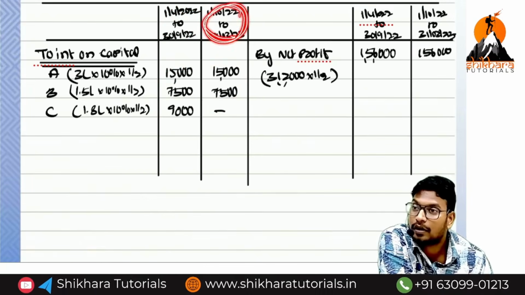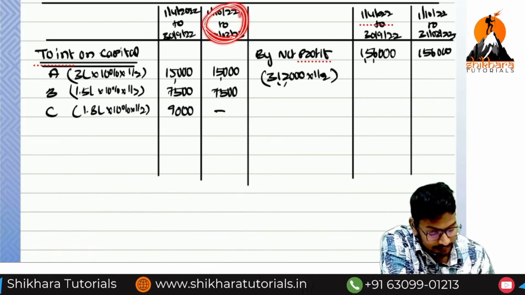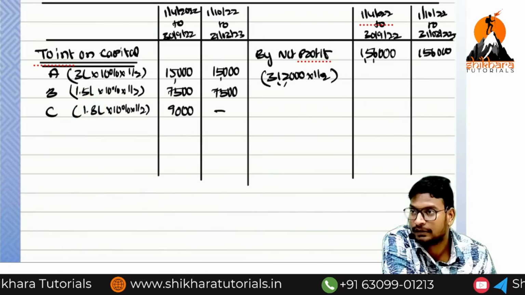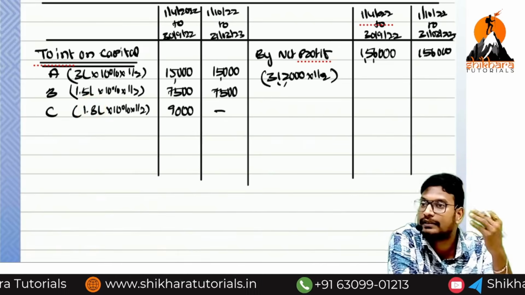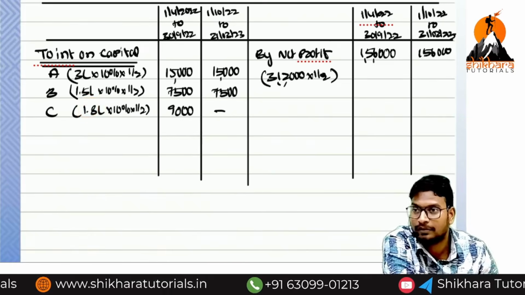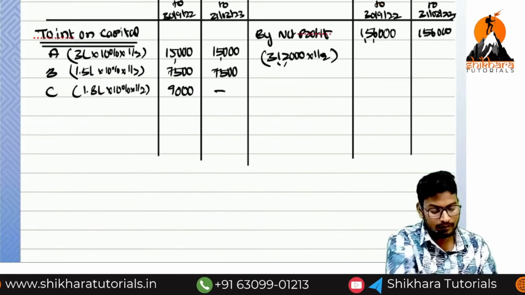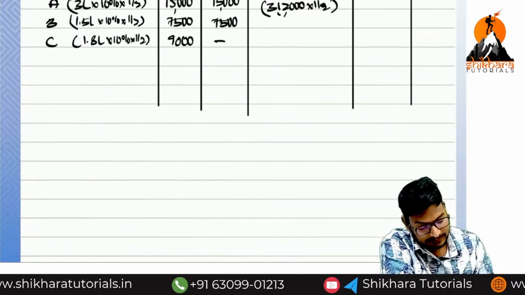On which amount? On what amount do we need to pay? We should not give it on 1.8 lakhs. Interest will be given only on the unpaid amount. So we need to find out the unpaid amount first.